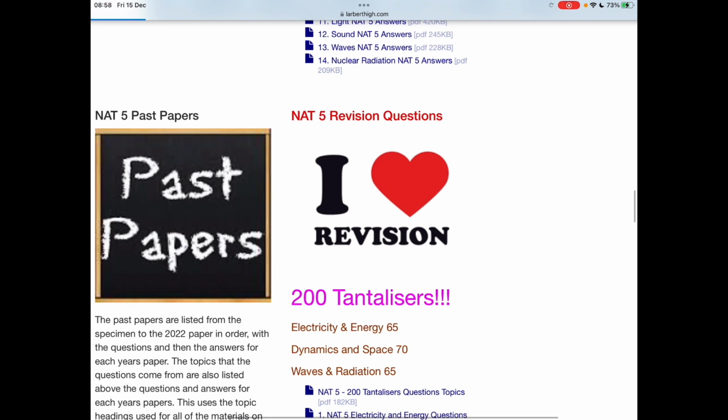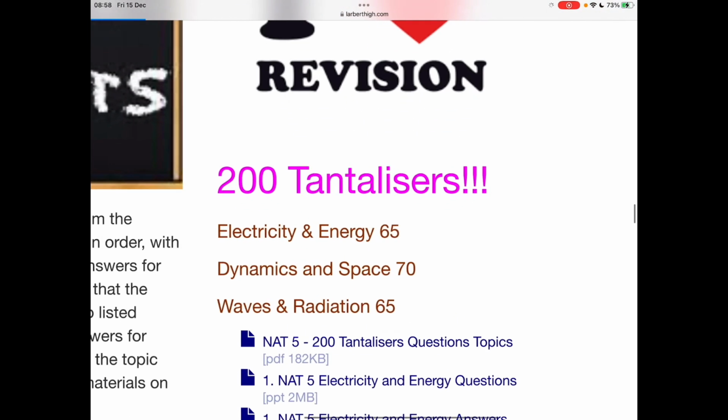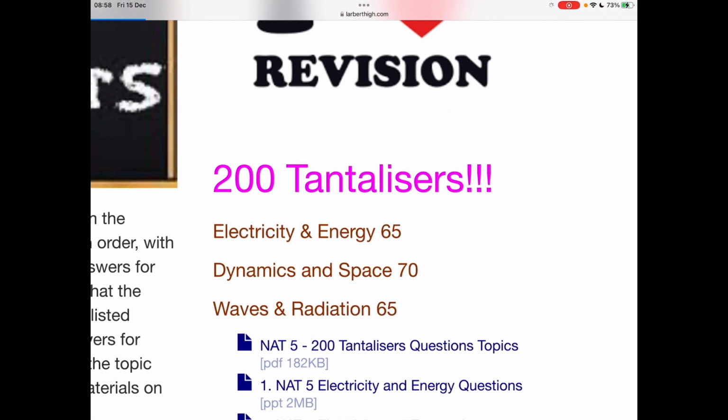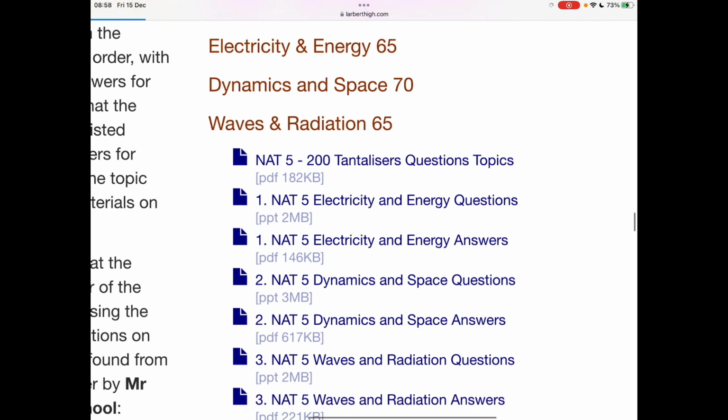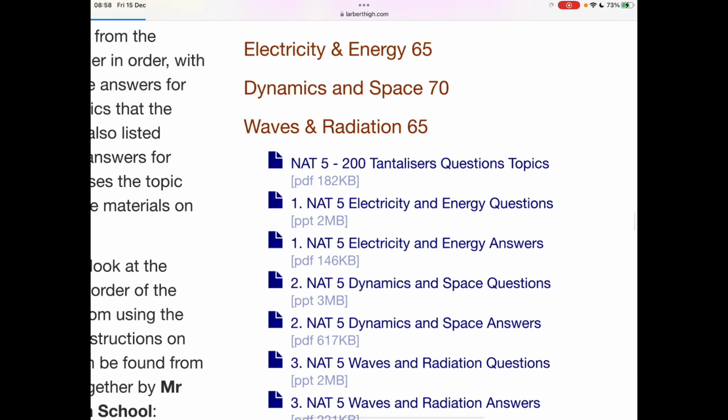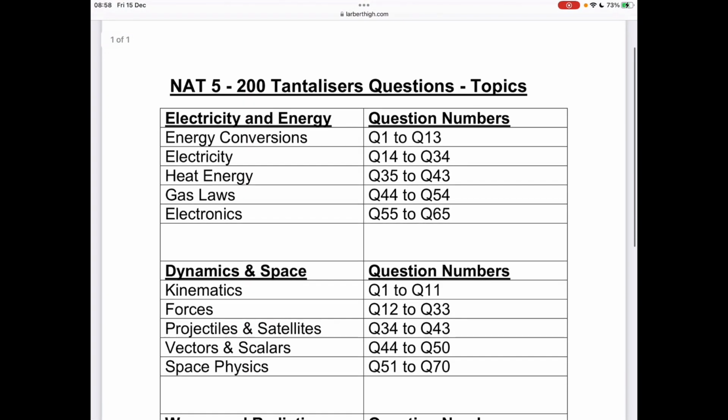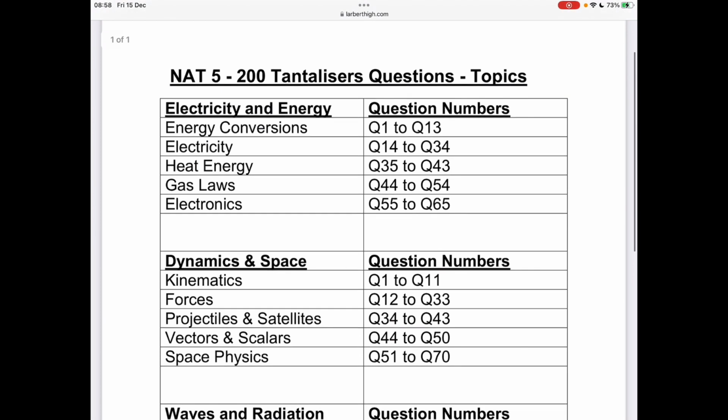Finally, on this wee section, we have got Nat 5 revision questions, so even further revision questions for you to practice. So you can see here, for electricity energy, 65 questions, dynamics in space, 70, waves and radiation, also 65. Now, we have got, at the very top, 200 tantalizers question topics. So if I click on that, it'll tell me for each topic what question numbers they're at.